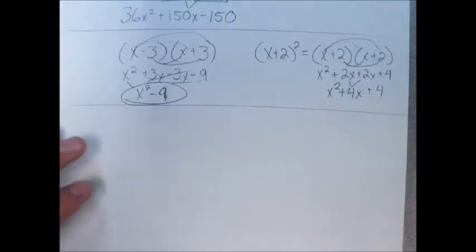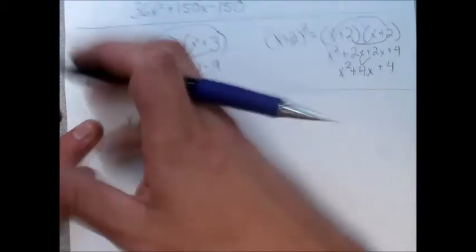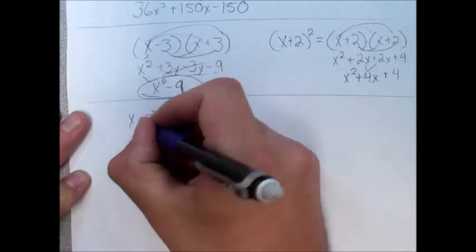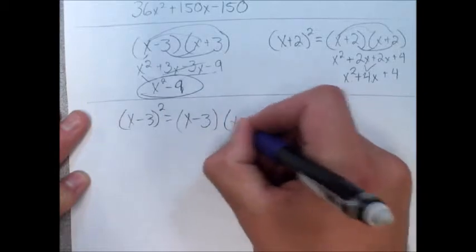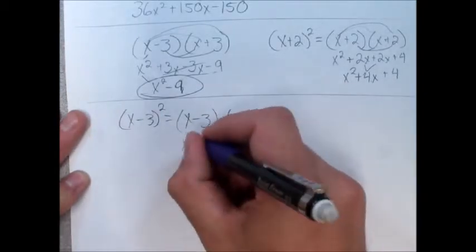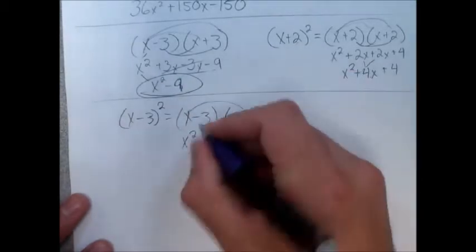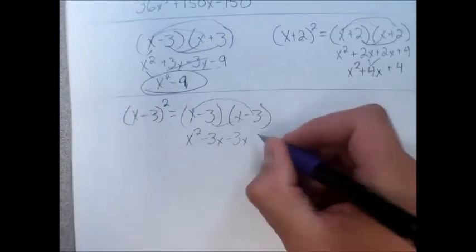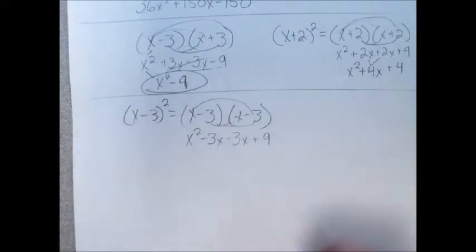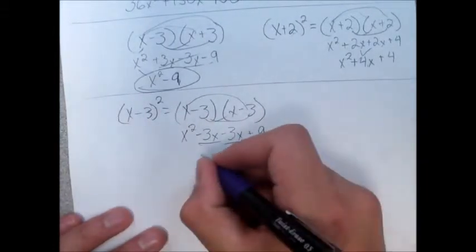So I'll show you another one, what that would look like if we did another one like x minus 3 squared, which is x minus 3 multiplied by x minus 3. Okay, so first times first is the first, x squared. Then we'll do the outside, which is minus 3x. And then the inside, which is minus 3x again. And then the last, which is plus 9. Okay, combine the middles. So I have a minus 6x, and then I drag down the rest.